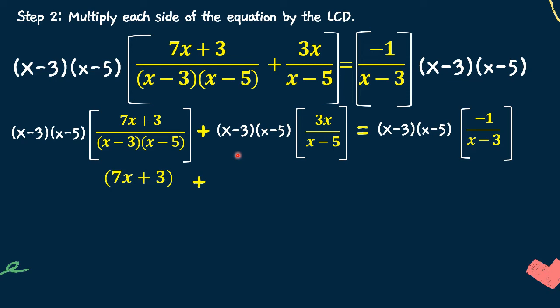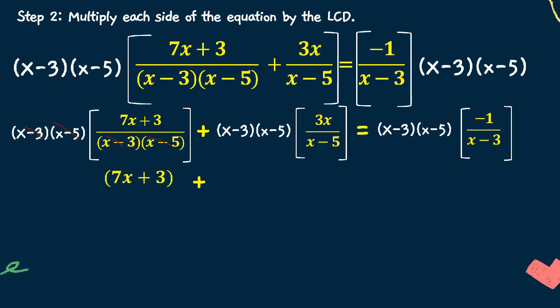So here, we have 7x plus 3. Why? Because we look at this side to see what factors are common. The common factors are x minus 3, so cancel x minus 3. Also x minus 5, so we can cancel both factors. And the remaining term is 7x plus 3.